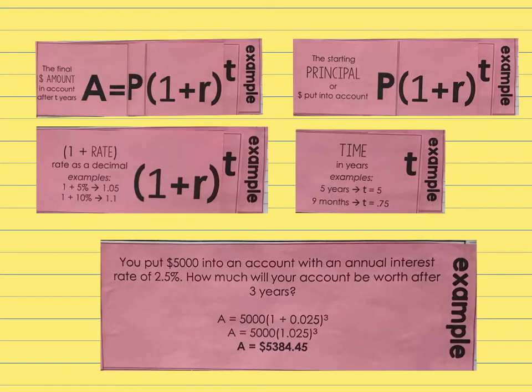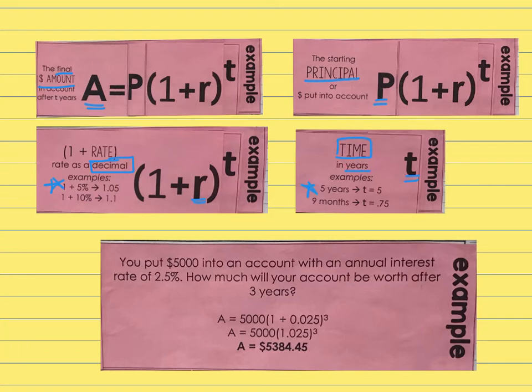Once you open the foldable, we're just going to go through the parts of what it means. The letter A stands for the final amount of money, not the interest, but the total amount of money. The letter P stands for, again, your starting principal, or the amount that you put into the account. The letter R stands for your interest rate, but remember, it's got to be a decimal. The letter T stands for time, but it always has to be in years.